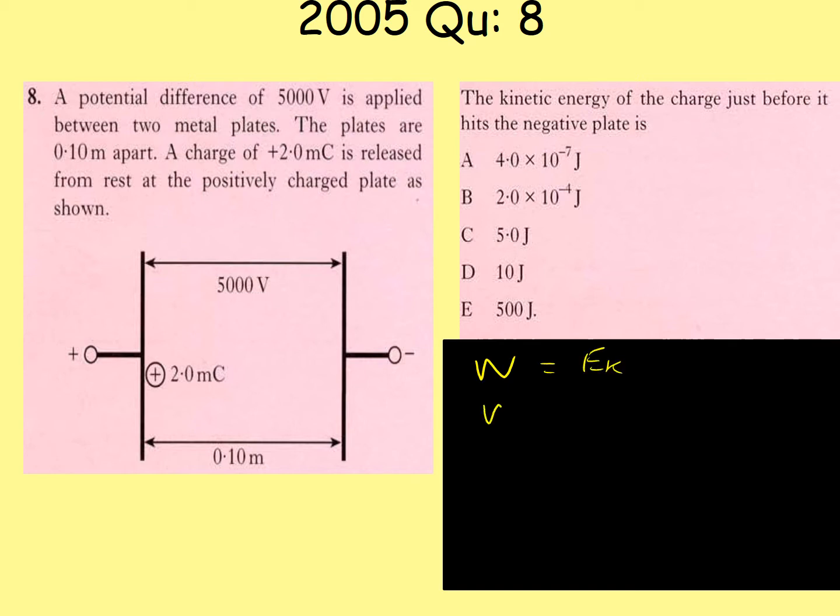Our work done is equal to QV. We're told that this is a 2 times 10 to the negative 3 coulomb charge with a potential of 5,000 volts. 2 times 10 to the negative 3 multiplied by 5,000 is simply equal to 10 joules, and so our answer is D.